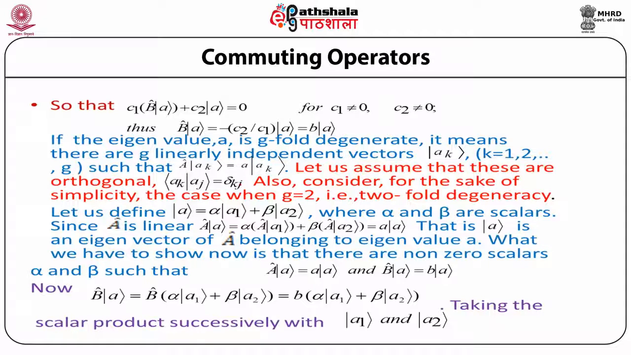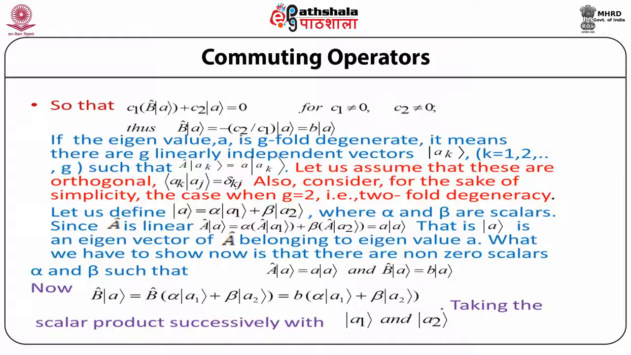So let us define our vector A as ket vector A is equal to alpha times ket vector A1 plus beta times ket vector A2, where alpha and beta are scalars. Now, since operator A is linear, we can write operator A acting on ket vector A is equal to alpha times operator A acting on ket vector A1 plus beta times operator A acting on ket vector A2, and this is equal to A times ket vector A.